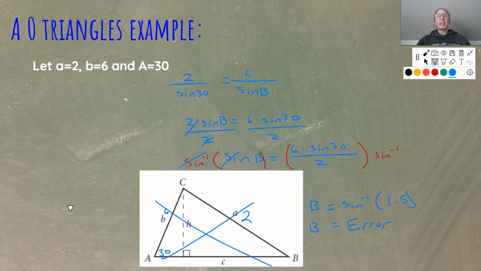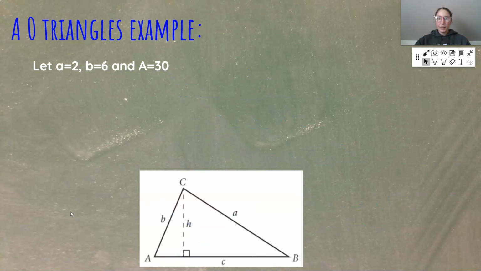At the end of the video, we'll see some rules of thumb that let you see right off the bat whether this would be a no triangle, 1 triangle, or 2 triangle case. But for now, work it all out. If you get an error when you hit your inverse sine, this is a no triangle example. This thing can't be. So that was the 0 triangle case.